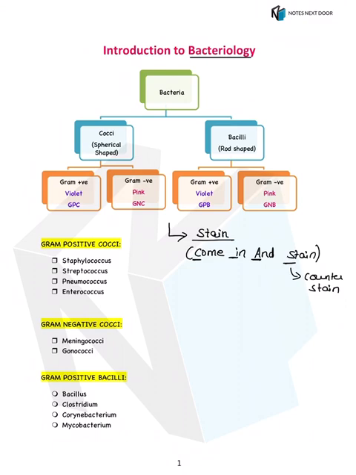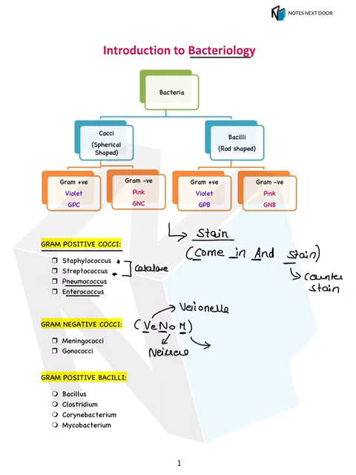Now coming on to the examples. What are the examples of gram positive cocci? You have Staphylococcus and Streptococcus, which are differentiated with the help of the catalase test that gives bubbles. Then you have Pneumococcus and Enterococcus. Coming to the gram negative cocci, you have only three things. How do you remember it? The mnemonic is VENOM. V is Veillonella, N is Neisseria, and M is Moraxella. Only three things are gram negative cocci. These include Neisseria meningitidis and Neisseria gonorrhoeae.